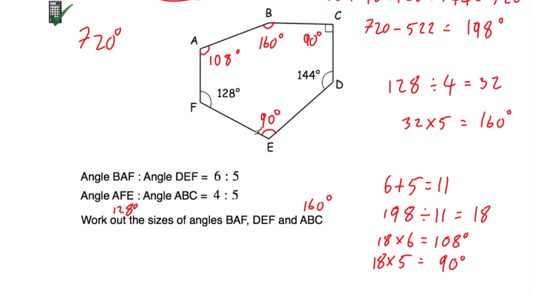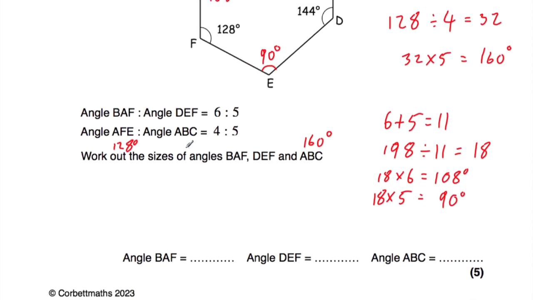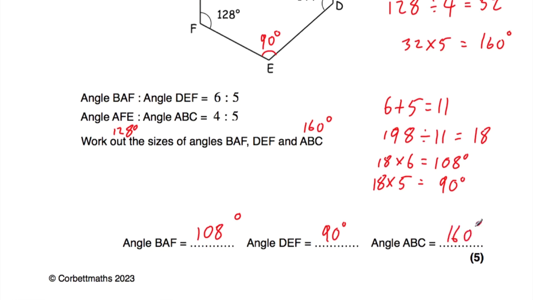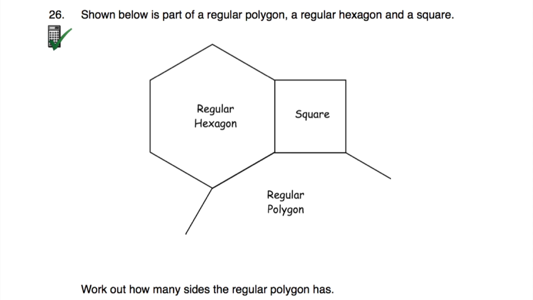And we can check our answers. If we add those angles together, we should get 720 degrees. Let's write those in. Angle BAF, the one at the top, was 108 degrees. Angle DEF was 90 degrees. And angle ABC was, if we go back up, 160 degrees. And that's it. Okay, let's have a look at our next question.